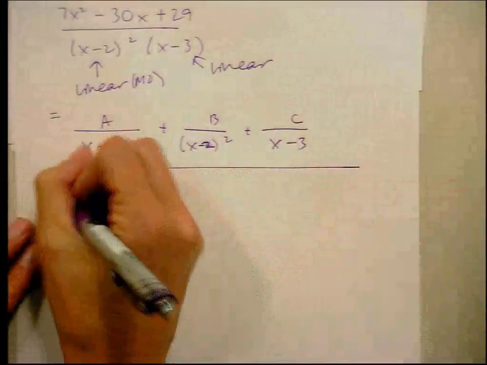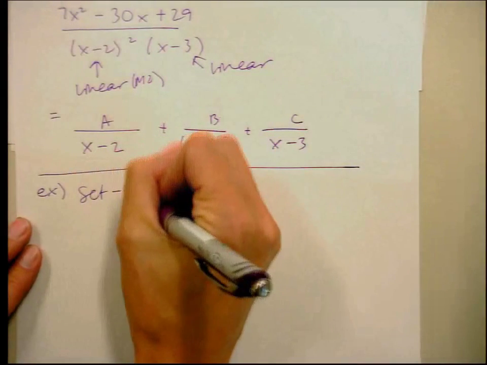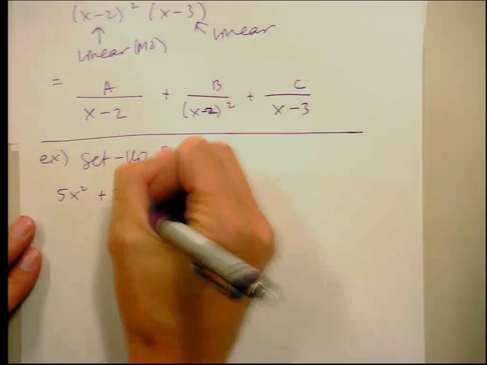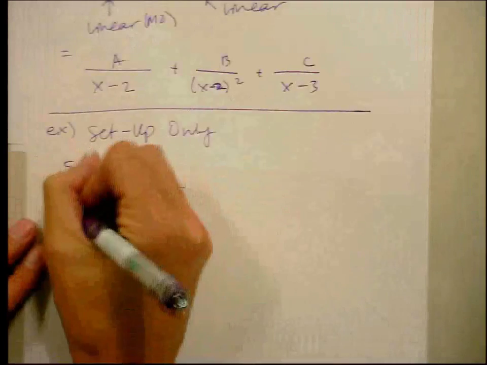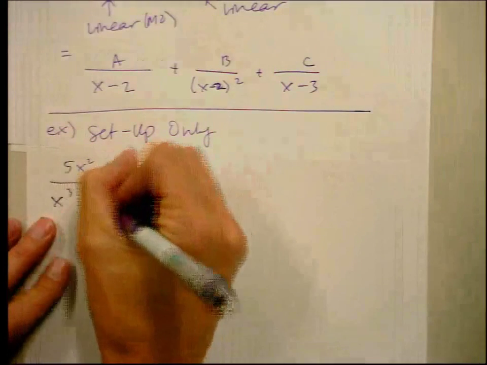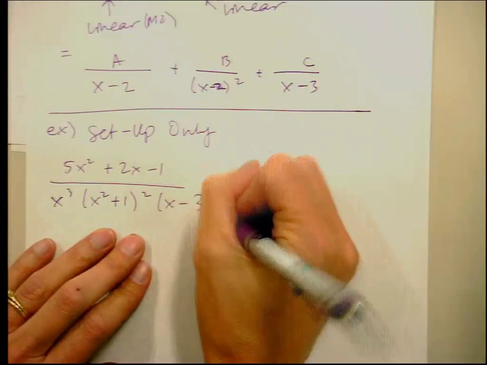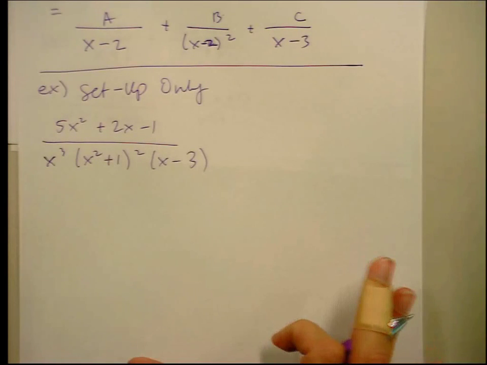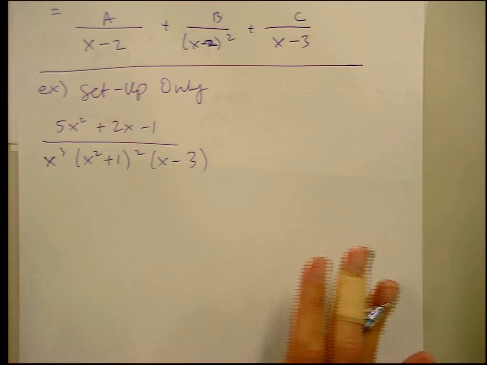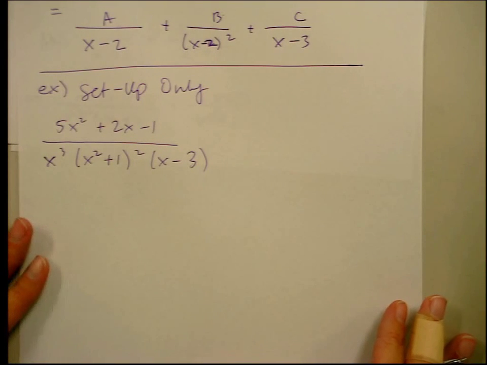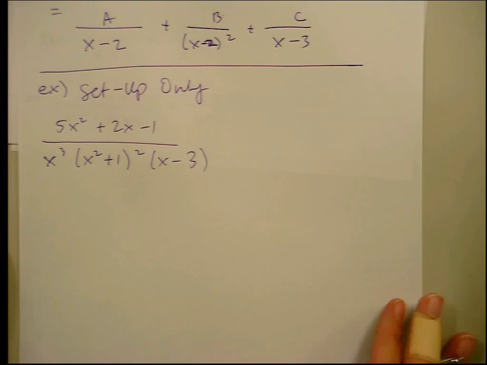Let's do another setup only. Make this one really challenging. Okay, so for this one, I'm just going to make up stuff. This would probably be really ugly if you tried to do this for real. Let's do x cubed, and then x squared plus 1 squared, and then x minus 3. Okay, again, pause and see if you can come up with the correct setup. That's the key. I mean, the rest is tedious algebra, but if you don't have it set up correctly, you're never going to get there. Decide which are linear, with multiplicities possibly, and which are quadratic.